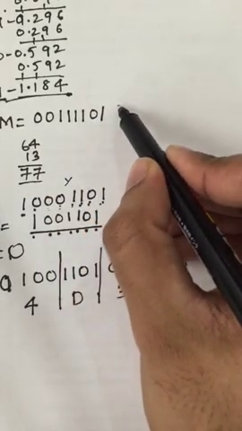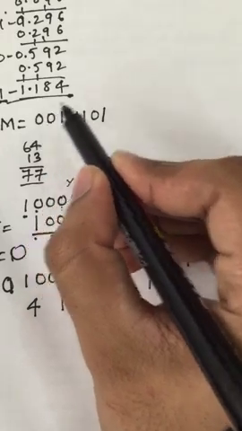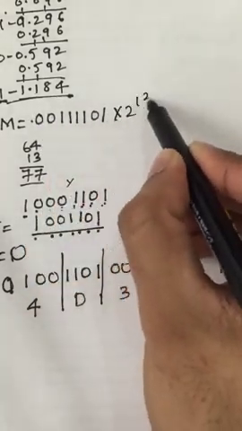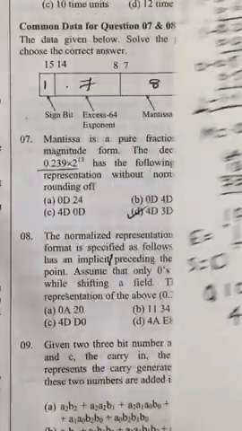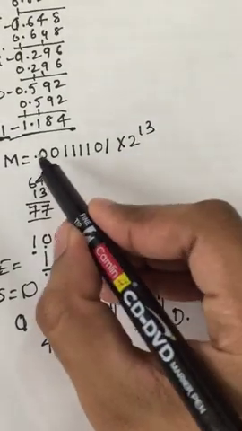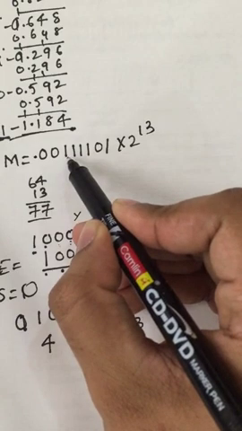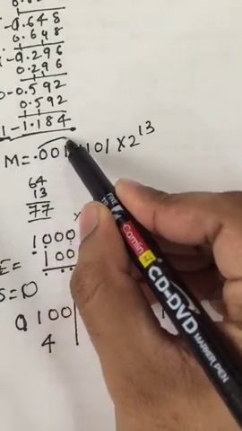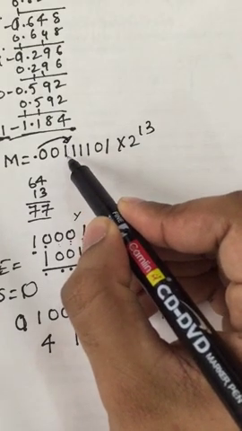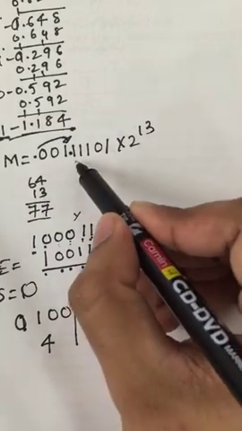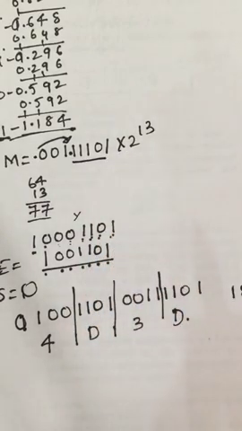See, actually the number is this one, right? 0 point this into 2 power 13 is the original number given, isn't it? Now we have to go for implicit normalization. Implicit normalization means we take the first 1, and after that we put the radix point, which means from here we move the decimal point till this point. So the decimal point will be placed here. Then this entire thing is going to become the new mantissa.